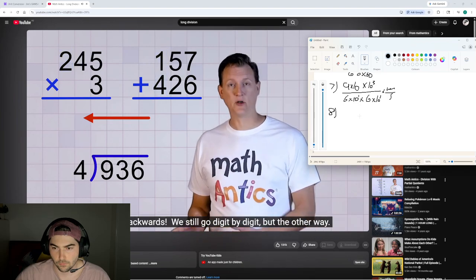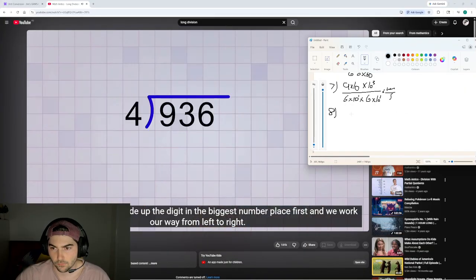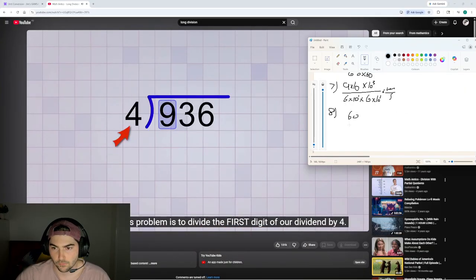Well, division is backwards. We still go digit by digit, but the other way. We start by trying to divide up the digit in the biggest number place first, and we work our way from left to right. So the first step in this problem is to divide the first digit of our dividend by 4. We'll just ignore the other digits for now.